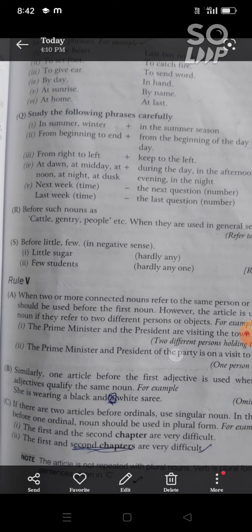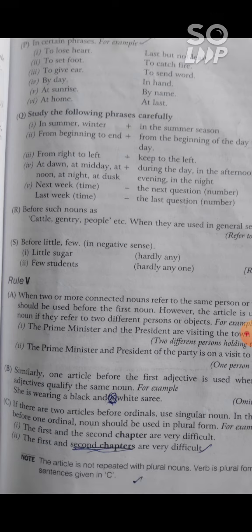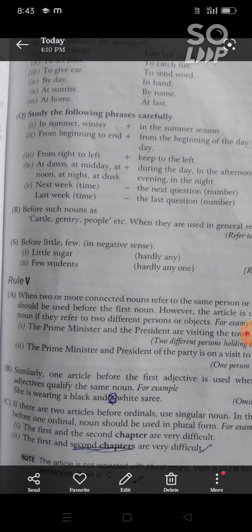And one more important fifth rule here. When two or more connected nouns refer to the same person or thing, the article should be used before the first noun. Example: the Prime Minister and the President are visiting the town today. However, the article is used before each noun if they refer to two different persons or objects.